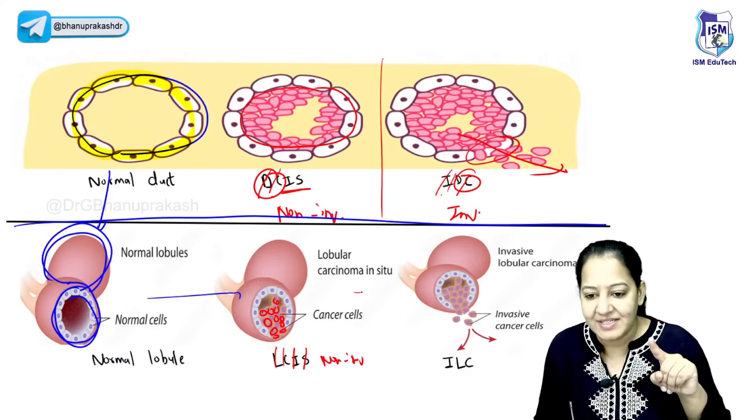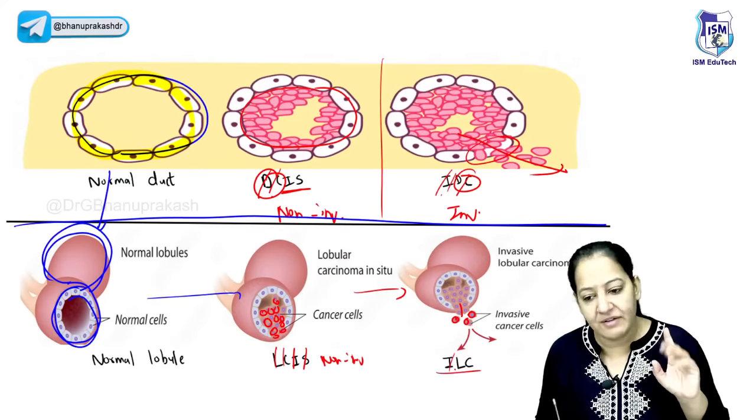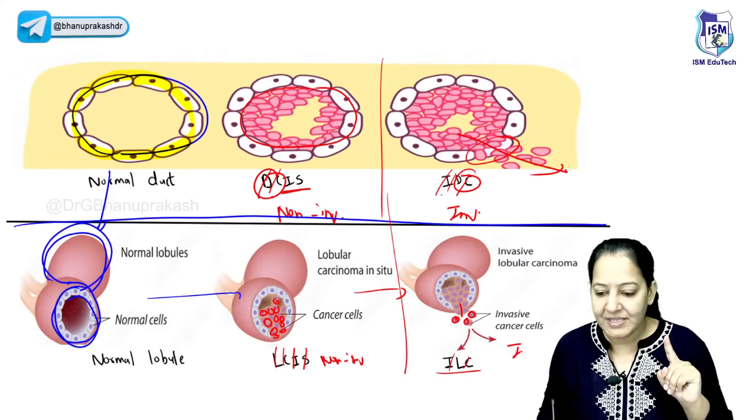It is present inside. And see the next one. It is perforating and the tumor cells are coming out. See the beauty of the diagram. This one is invasive lobular carcinoma. You can make it out. So please make the difference.